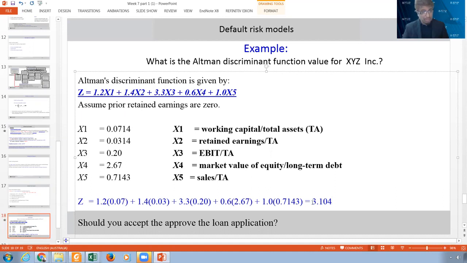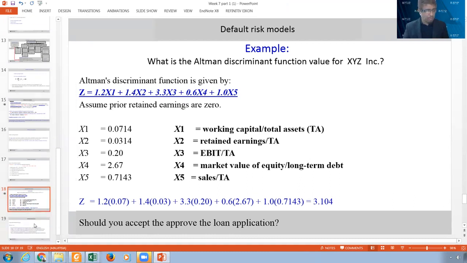Does that mean you reject the loan? You consider it. I mean, it needs more discussion. But if you score more than 2.99, already green. A score under 1.81, red and rejected. So this is how the discriminant model works.